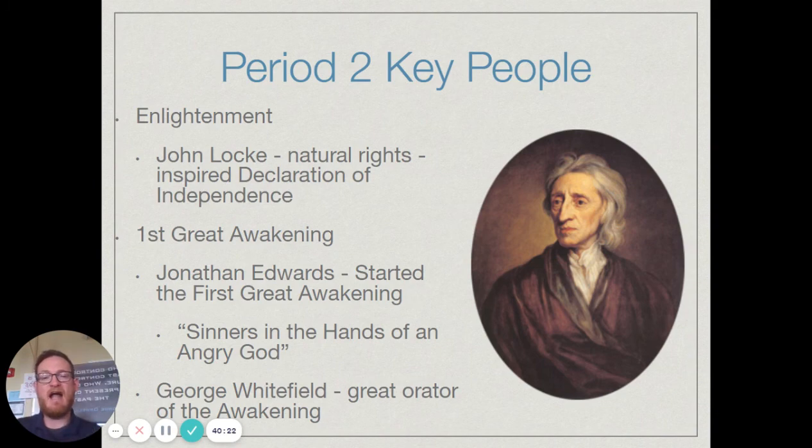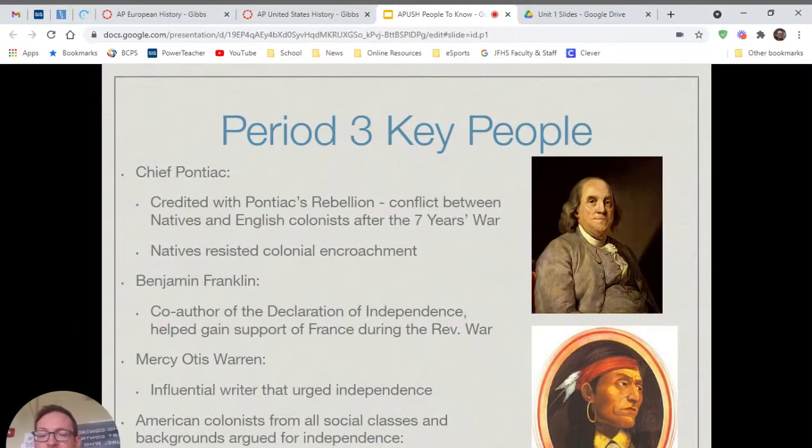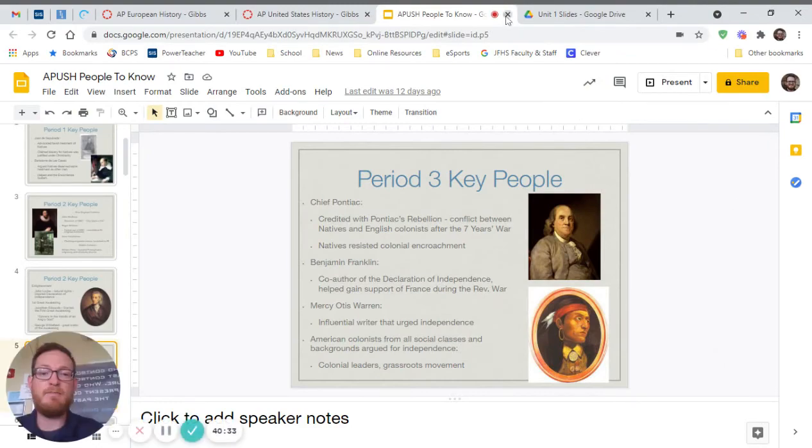And again, these guys did things very, very different. They gave very passionate speeches. And that is how they kind of related to the people during that time. So that is the end of the key people to know.